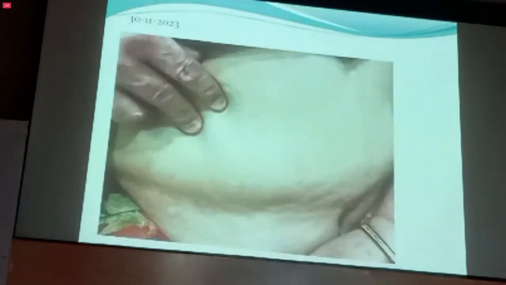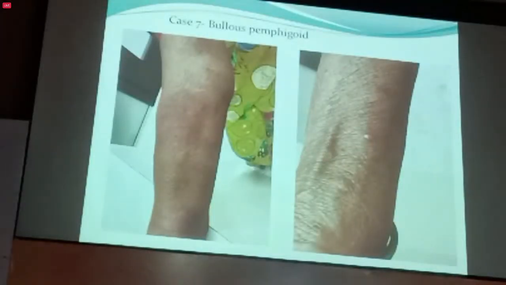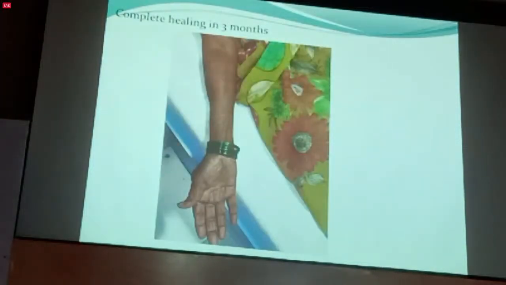And here I gave tofacitinib. This is the baseline picture. And this is at the end of 5 months. It's completely healed with tofacitinib, and which has been maintained. Another patient, this is about bullous pemphigoid. We were talking about it yesterday also. I have about 3 cases right now who are taking tofacitinib, and it is completely under control with tofacitinib alone. So this is the baseline picture, at the end of 3 months.